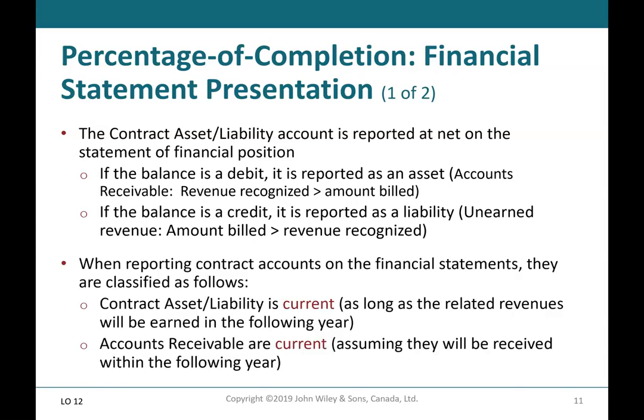When reporting contract accounts on the financial statements, they are classified as follows. Contract asset/liability is current, as long as the related revenues will be earned in the following year. Accounts receivable are current, assuming they will be received within the following year.